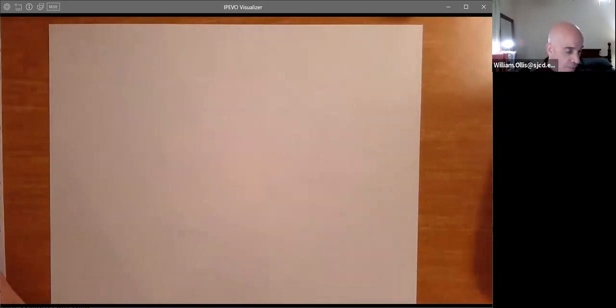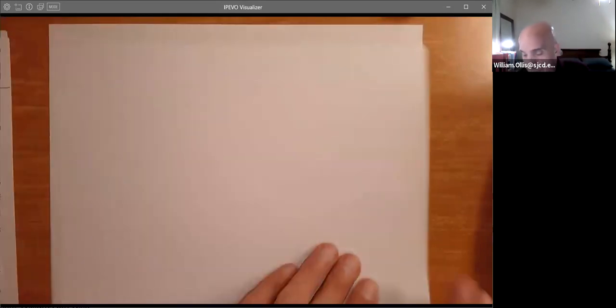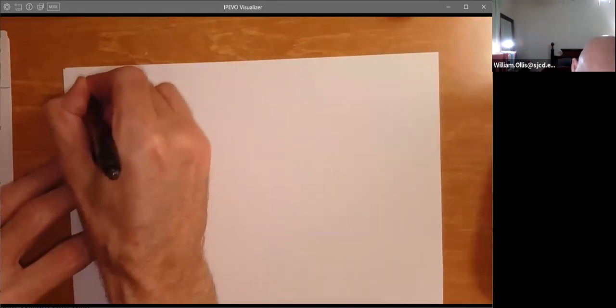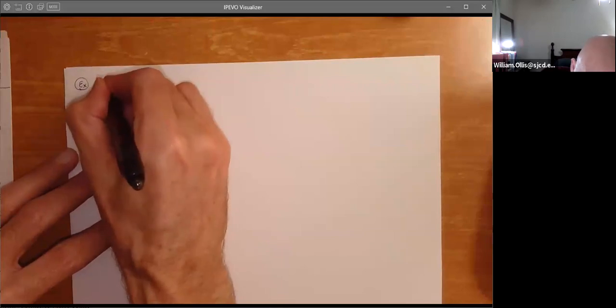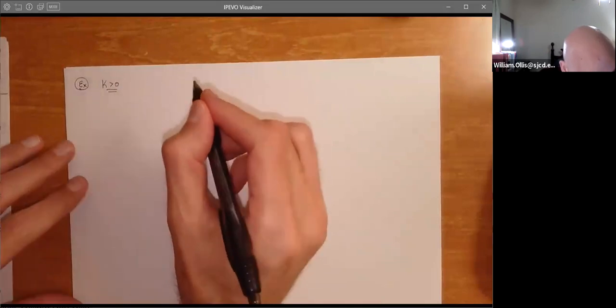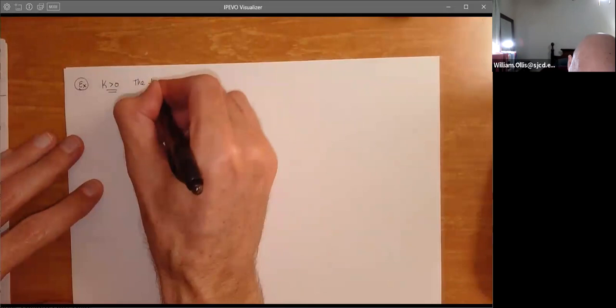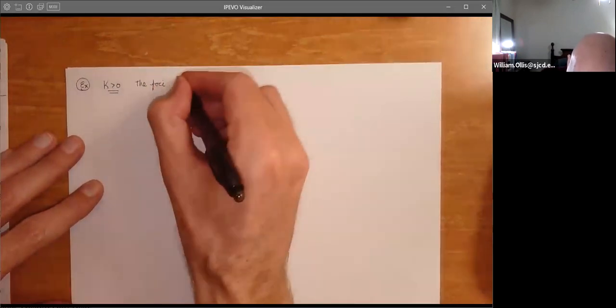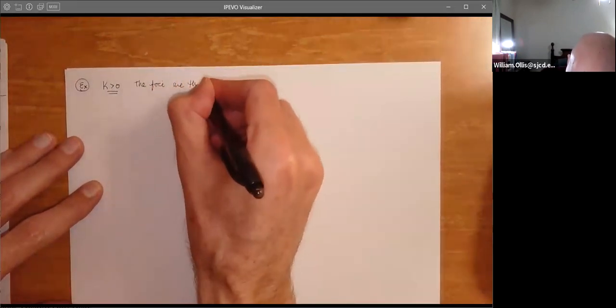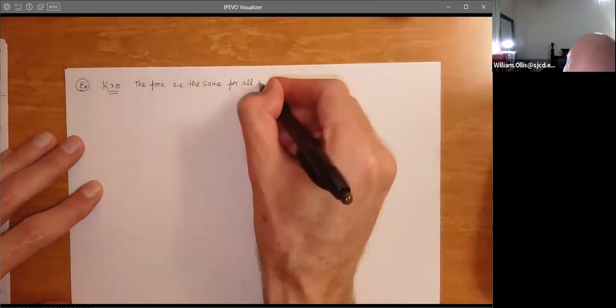Now, the very last example is very simple, but a very interesting problem. Here we've got k is positive, and it says the foci are the same for all values of k. Here's a nice statement: the foci are the same for all values of k.